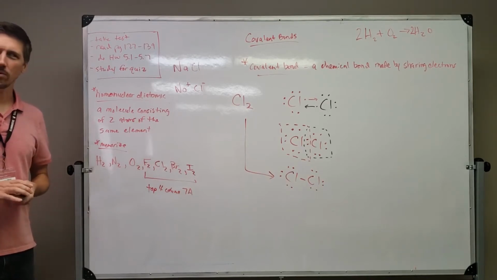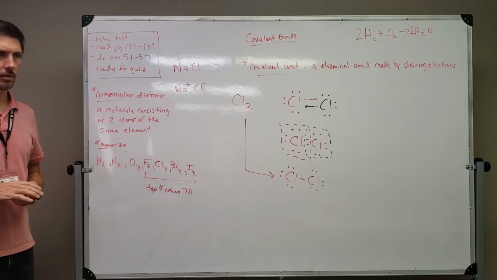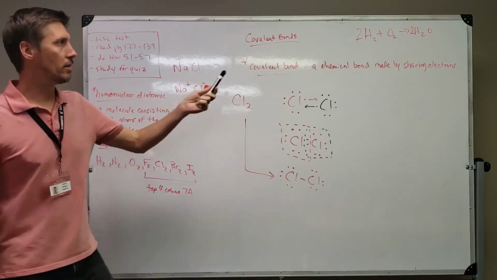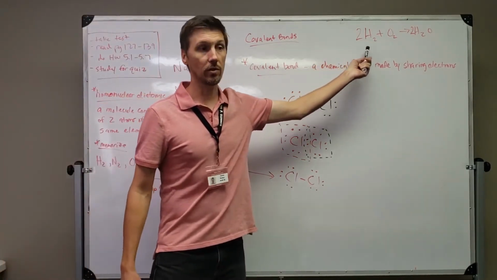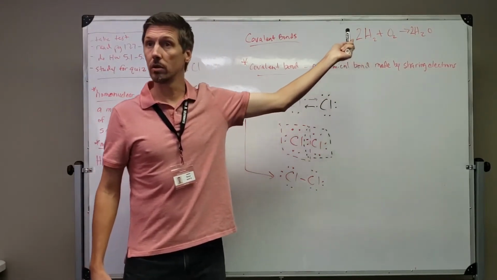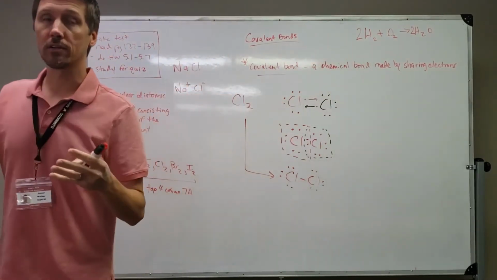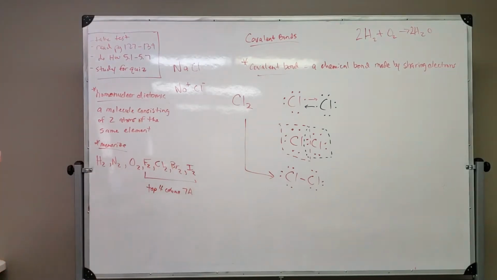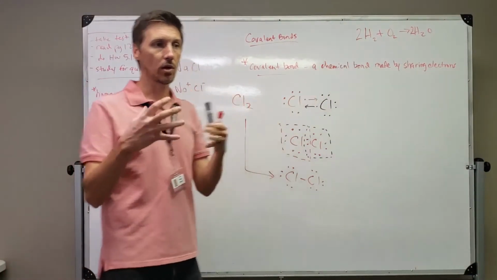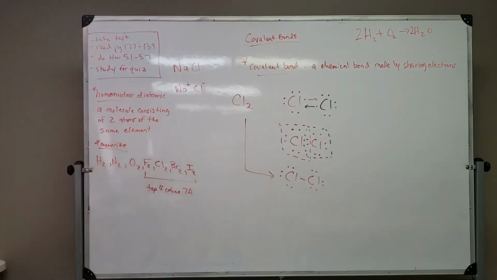Questions about what a homonuclear diatomic is? Is everybody clear? So as far as what's floating around out there, when you have hydrogen floating around, you don't have a single hydrogen atom. You actually have a hydrogen molecule, because a molecule is comprised of more than one atom. And so you've got two hydrogen atoms that are covalently bound together. And so you have a hydrogen molecule.